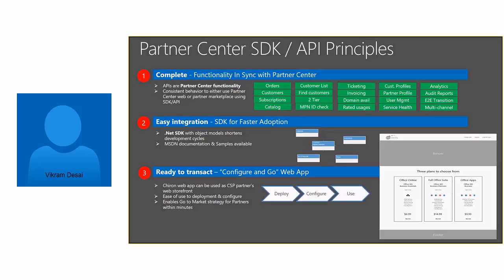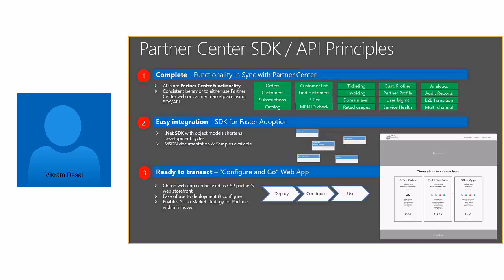In addition, to make it further simple and easy to integrate, we are giving an SDK, which is an abstracted version of the API itself. So whether you call the API or the SDK, it's the same thing, because the SDK behind the scenes calls the API. It's an easy way of object-oriented implementation for you. It's only a .NET SDK that we have right now. In future, we may have SDKs in other languages as well. So if you are on Microsoft technologies, the SDK is the easiest way for you to integrate with Partner Center functionality. In addition, we are giving all the MSDN documentation and samples, which I'll walk you through in a minute.